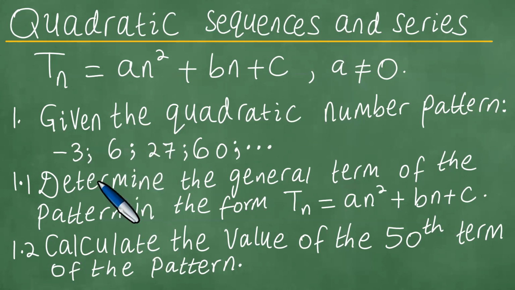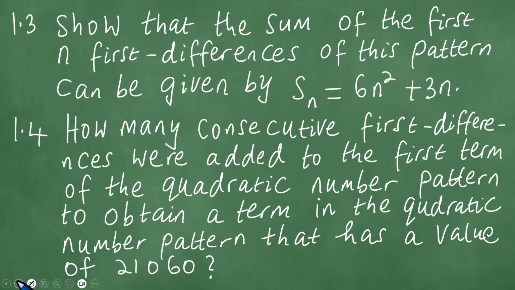Given the quadratic number pattern minus 3, 6, 27, 60, determine the general term of the pattern in the form t sub n equals an squared plus bn plus c. Calculate the value of the 50th term of the pattern. So let's start by looking at these particular questions. We shall first look at question 1.1. We need to first determine the general term of the pattern in that form. So we have minus 3, 6, 27, and 60. Let's get started.